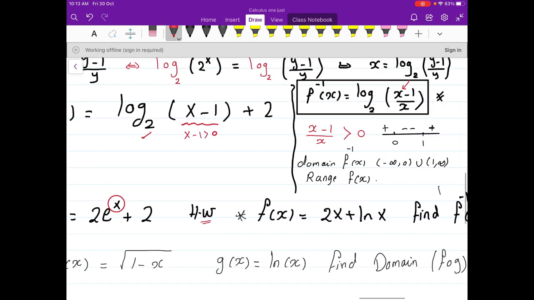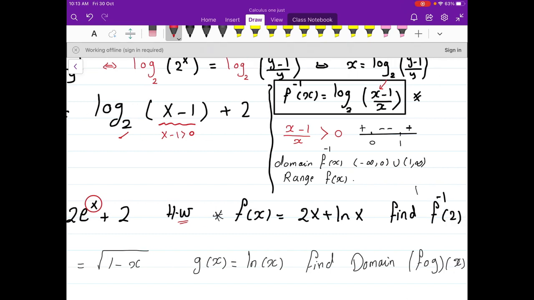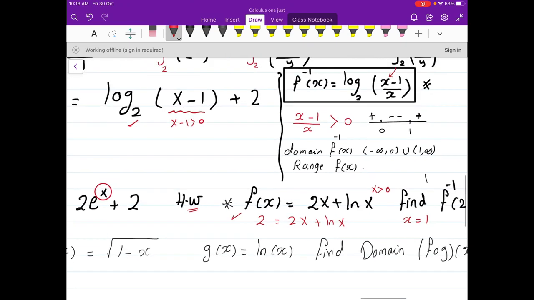Another homework: f(x) is defined as 2x plus ln x. Find f inverse(2). What do we mean by finding f inverse(2)? That means 2 equals 2x plus ln x, and obviously x is positive. What is the value of x if you substitute and get this equation? The answer is x equals 1, because 2 times 1 is 2, plus ln 1 is 0. So we do it.